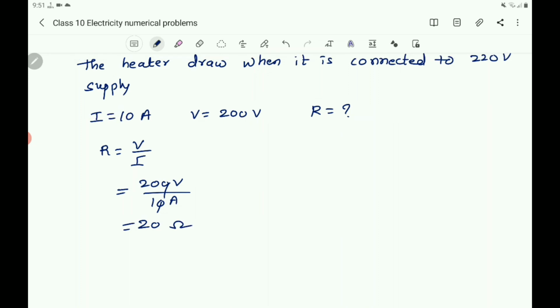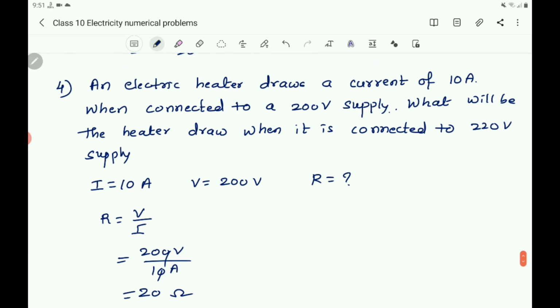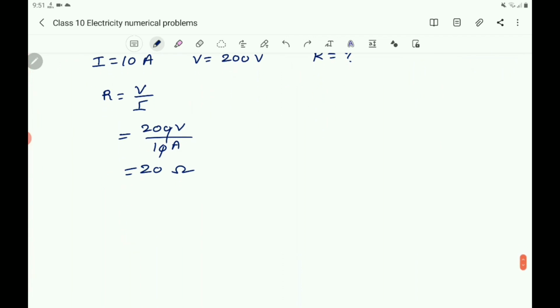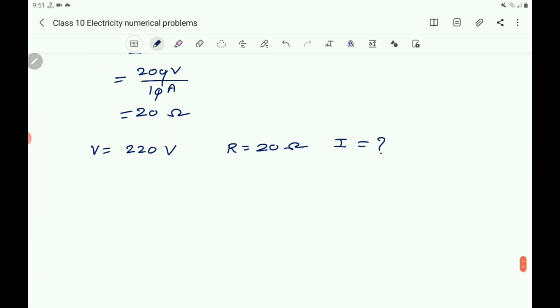Resistance is 20 ohms. And in the second case, the supply is changed to 220 volt supply. What we have to find out is the current drawn by the heater when it is connected to 220 volt supply. So in the second case, V is 220 volts and R remains the same, that is 20 ohm. And we have to find I, the amount of current drawn by the heater.